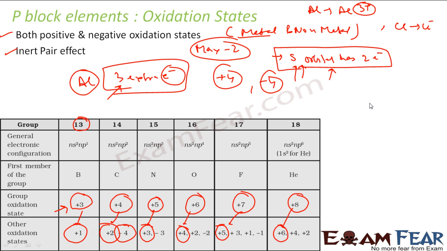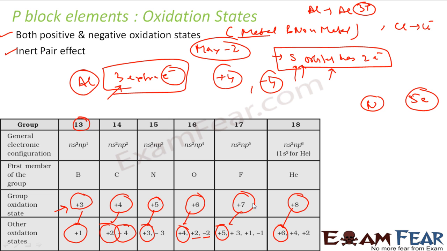Similarly for nitrogen, the outermost shell has 5 electrons. So it has the option to give 5 electrons, which it hardly ever does, or 3 based on the inert pair effect, and it also exhibits plus 2 and minus 2.